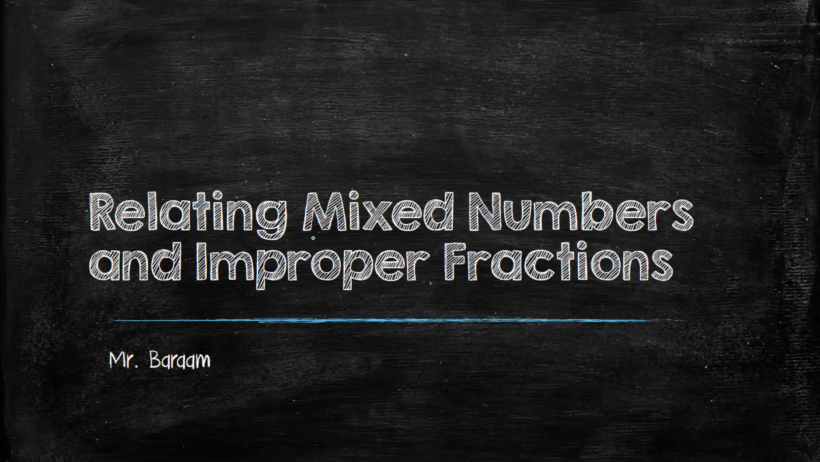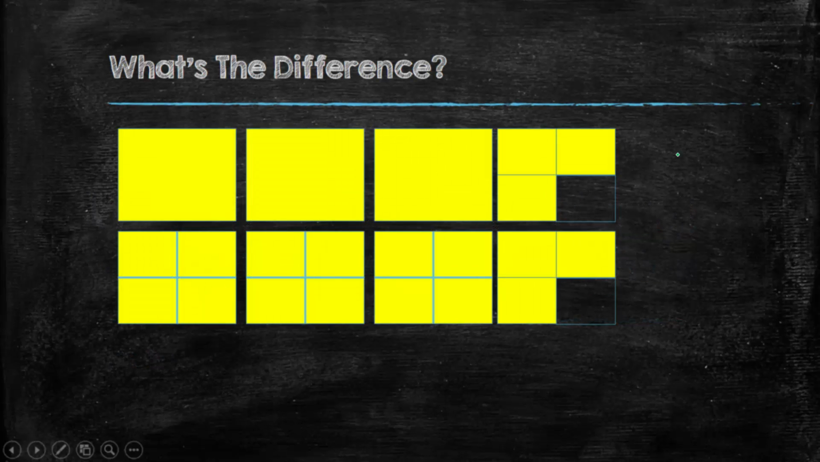Hi, today we're going to be looking at relating mixed numbers and improper fractions. Let's look at what that means. So here I have two diagrams. One represents an improper fraction and the other represents a mixed number. The top one represents a mixed number, and I'll explain why in a second. The bottom represents an improper fraction. Okay. Let's look at why that is.